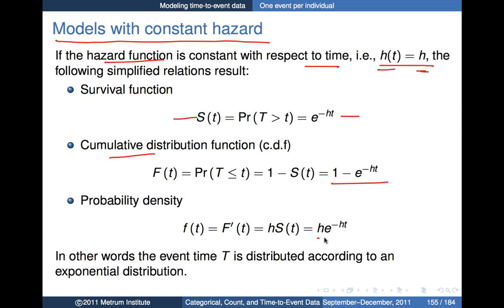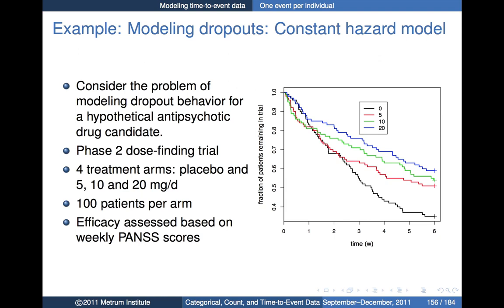And if you look at that, you might recognize that this is the density function and this is the CDF for an exponential distribution. So in this special case, our time to event is distributed according to an exponential distribution, and that knowledge is another way to simplify how we express some of our models. In fact, for most of the models we're going to be looking at, we're going to be taking advantage of that relationship. So I'm going to stop talking for a second and see if there are any questions at this point.